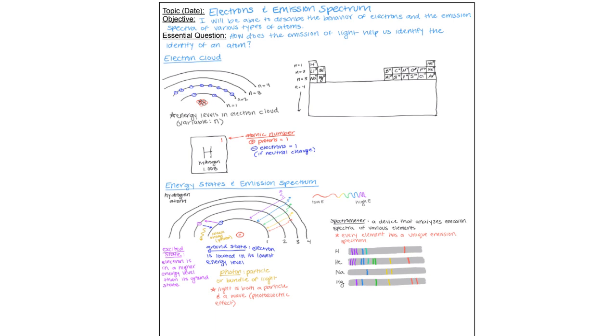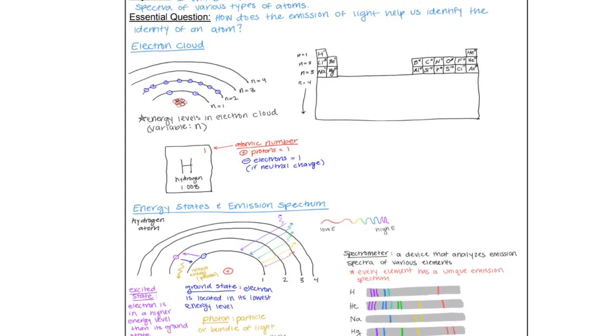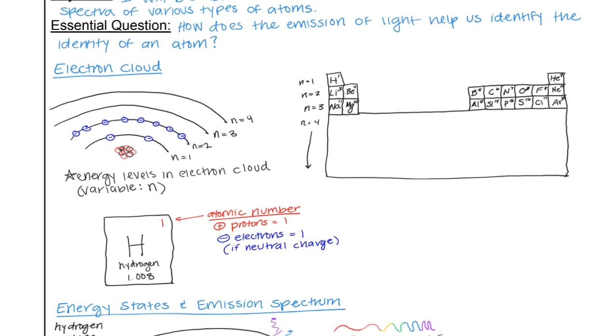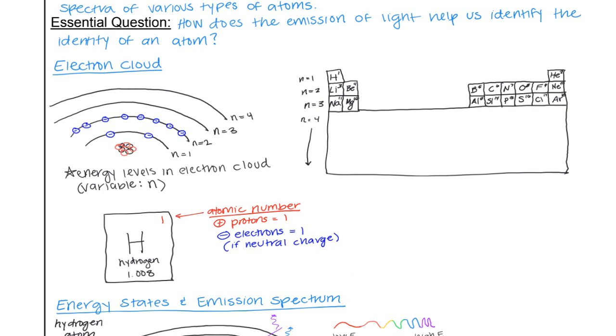So starting off, let's do a quick review of the electron cloud. Again, remember, in the electron cloud, this is where our electrons are located in the atom. Okay, our electrons are not located inside the nucleus. They're only allowed in the electron cloud, which is kind of the outskirts of the atom.